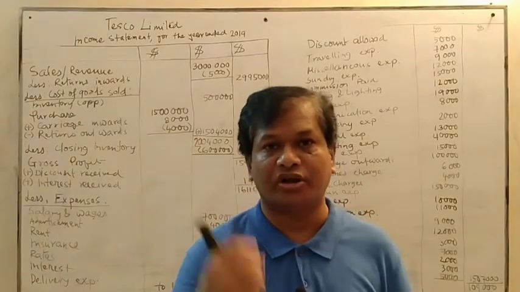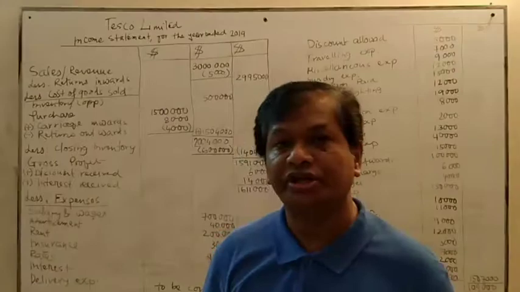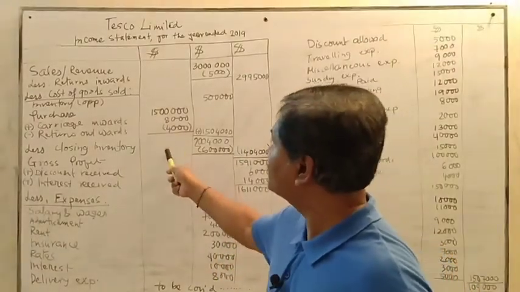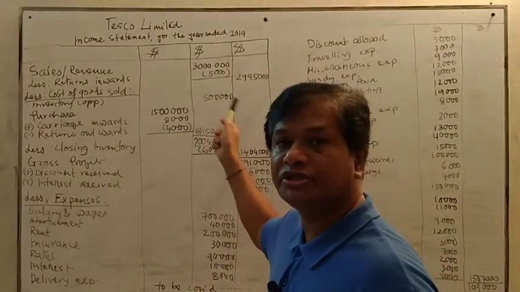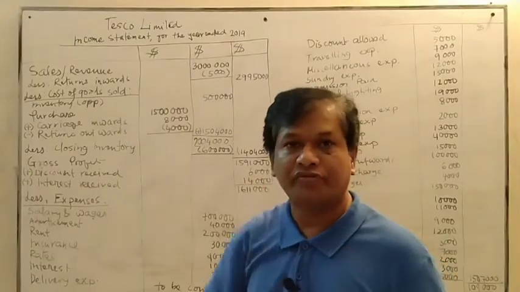That is the 3 column format. I usually prefer the 3 column income statement: first column, second column and third column. You have to draw this 3 column income statement first.